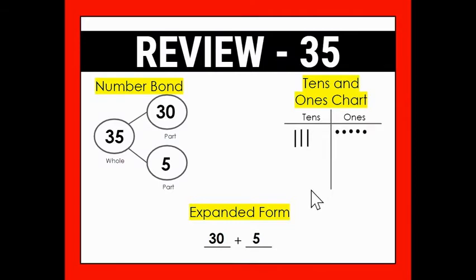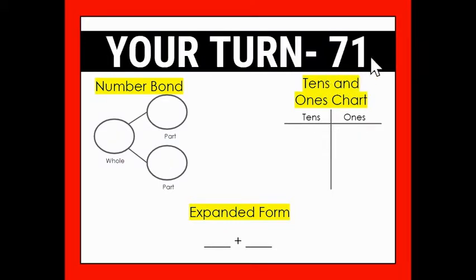All right, now it's time for you to try. So you're going to try it with the number 71. So first, go ahead and draw a number bond. You have the 3 circles connected by 2 lines. And then fill in the whole and the 2 parts.